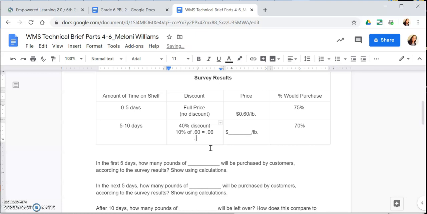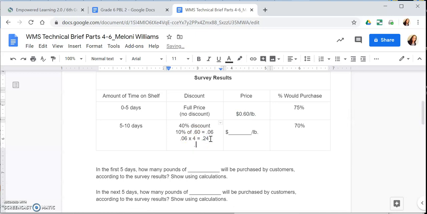So let me do that math. 0.06 times 4 equals, what is 4 times 6? It's 24. So that's 24 cents. So a 40% discount from 60 cents is going to be 24 cents off.